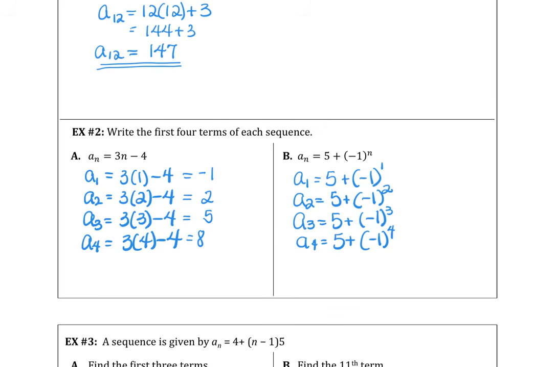So in the first situation, we have 5 minus 1, which is 4. But in the second term, we have 5 plus 1, which is 6. And then the third term is 5 minus 1, back to 4. And the fourth term is 5 plus 1, which is 6. So you can see this sequence is going to oscillate 4, 6, 4, 6, and so on.